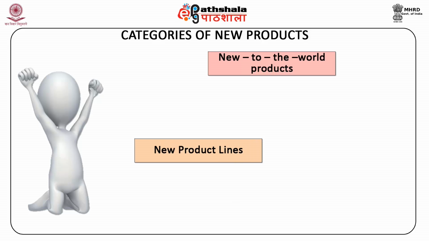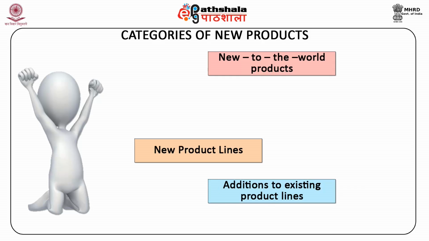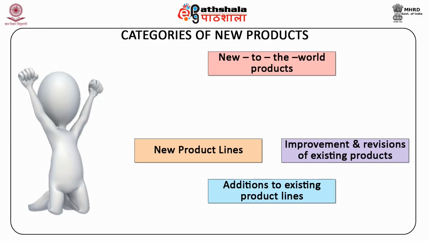Second, new product lines. These products allow a company to enter an established market for the first time. Third, additions to existing product lines. These products supplement a company's established product lines in terms of packages, sizes, flavors, and so on. Fourth, improvements and revisions of existing products. These products provide improved performance or greater perceived value and replace existing products.